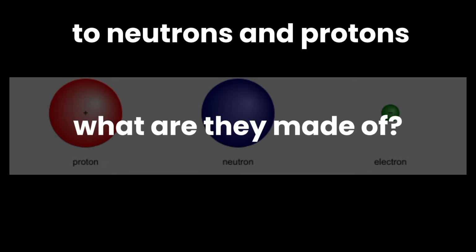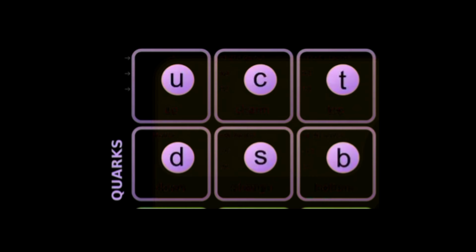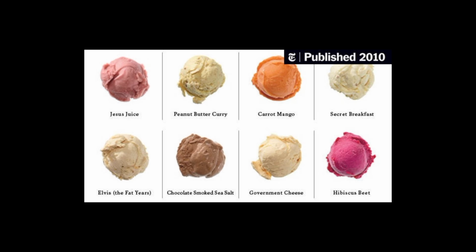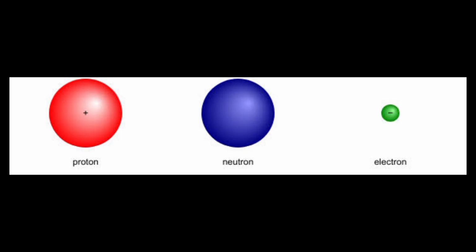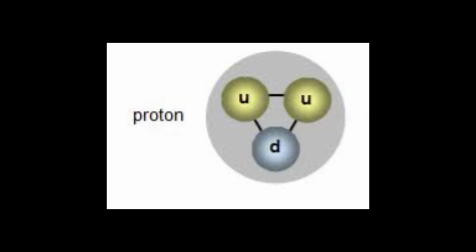Hey, can we go back to neutrons and protons? What are they made of? Neutrons and protons are made of quarks. Well, quarks come in 6 flavors: up, down, charm, strange, top, and bottom. Yeah, I know it sounds like a weird ice cream menu, but these flavors are just different types of quarks, and they combine in different ways to make protons and neutrons. For example, a proton is made up of 2 up quarks and 1 down quark. Simple, right? But wait, there's a problem.